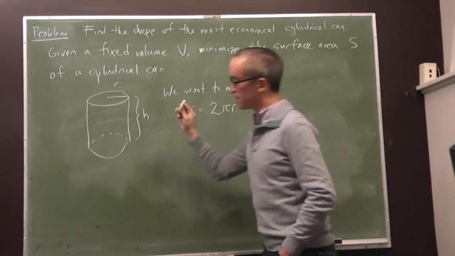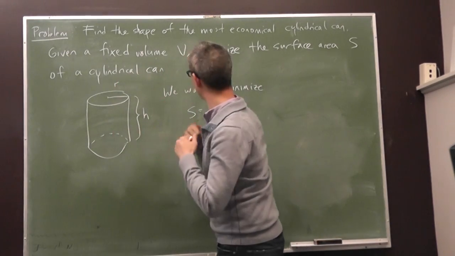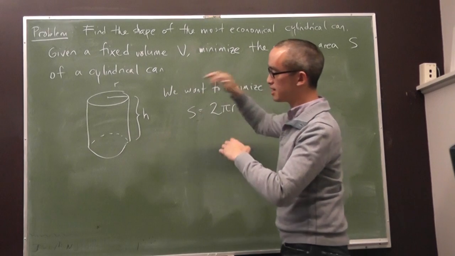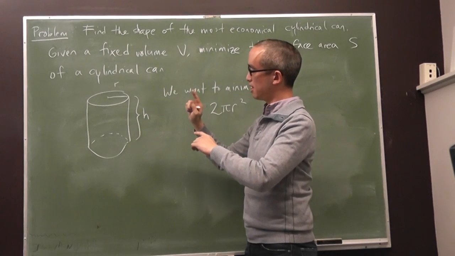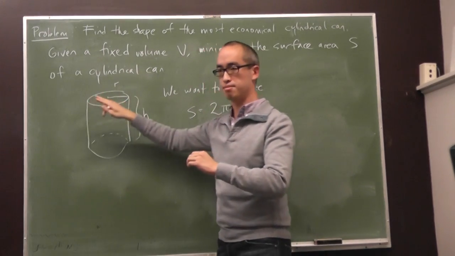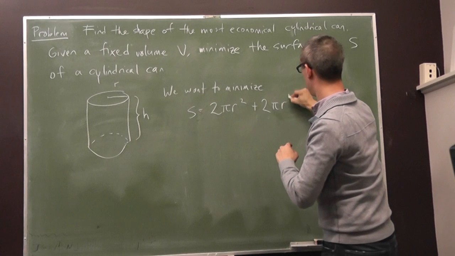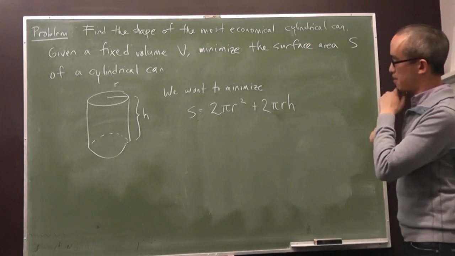And then we have the outside of the can. So you can imagine that if you cut down the side of the can and you unfold it, you get this rectangle whose height is h and whose length is the circumference of the circle, namely 2 pi r. So this is the thing we want to minimize.